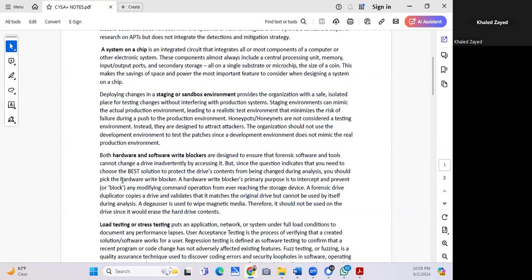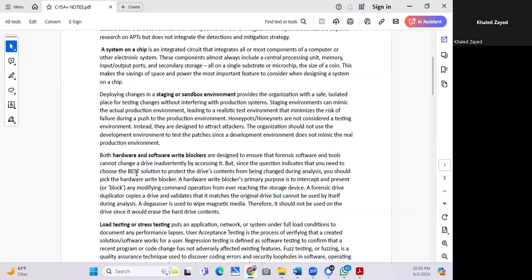The next one is, I'm going to go over one or two more, and then I'll keep the rest for the next video. So hardware and software write blockers, you need to know that as well for your exam. They are designed to ensure that forensic software and tools cannot change a drive inadvertently by accessing the drive. Basically, when you have this device, either software or hardware, you connect the hard drive to it, and it prevents you from writing to that evidence.